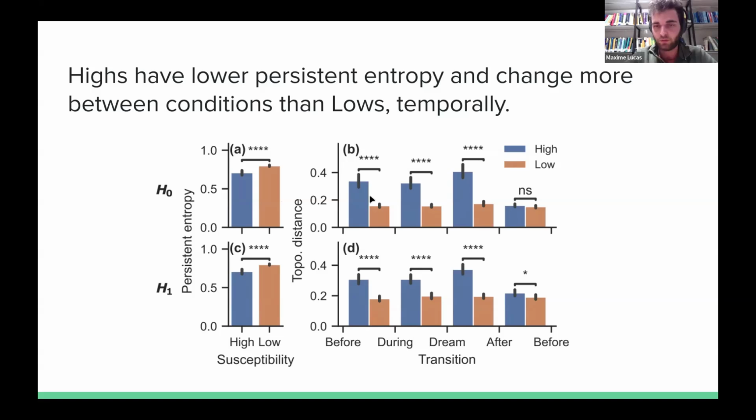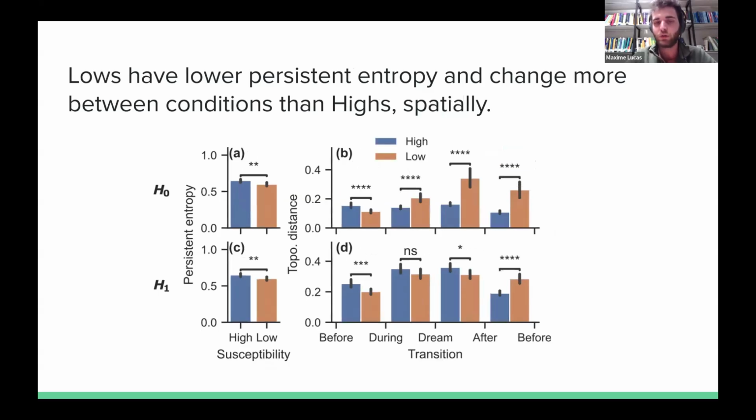And what we also saw that was quite striking is that you see here the blue bars are always higher, meaning that, this is showing you how much their topology changes between 2 conditions. So how much do the highs change their topology between before and during the hypnotic induction? And you see that the blue bars are always higher, showing that the topology of the highs is consistently changing more than that of the lows, okay? When we look at the temporal embedding, time delay embedding. And we saw kind of the opposite when we looked instead at the functional connectivity, so the spatial embedding. In this case, you see that the blue bars are mainly lower than the orange bars, showing that the highs are changing less topologically than the lows between different conditions.